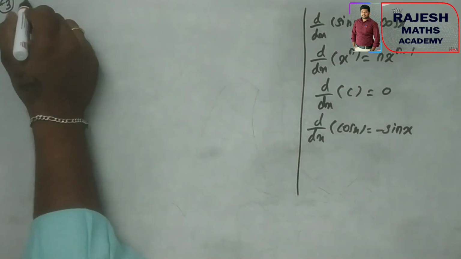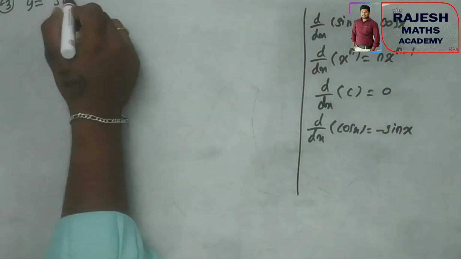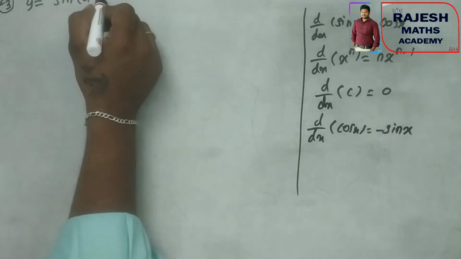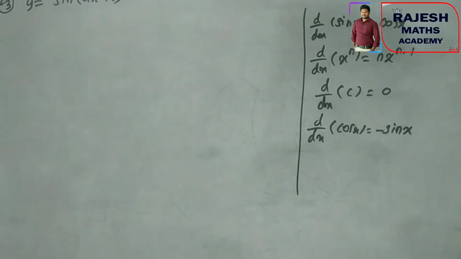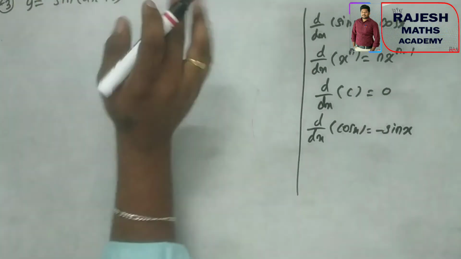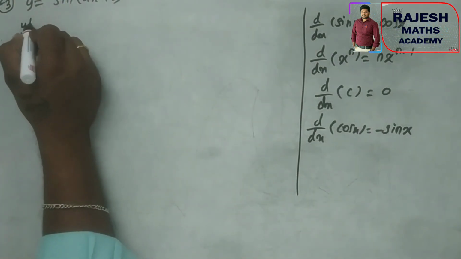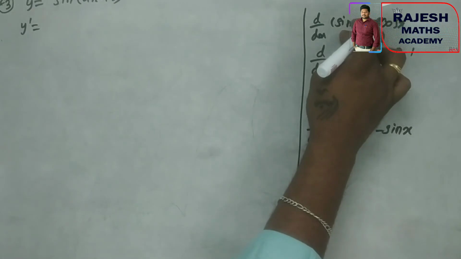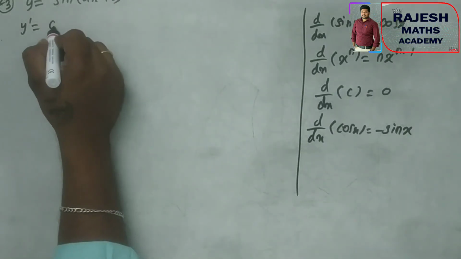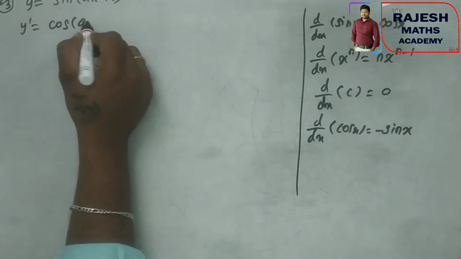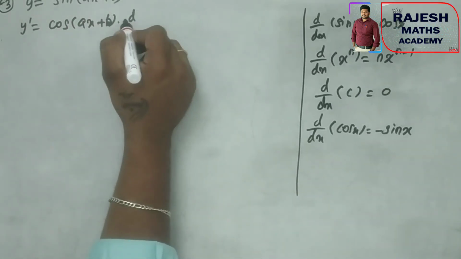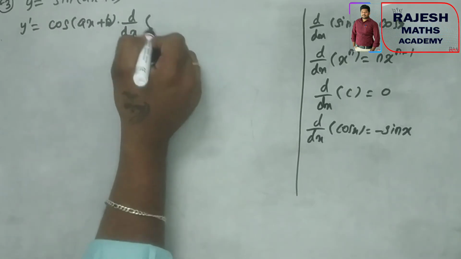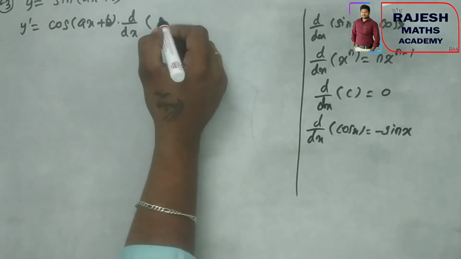Question number 3, we can take it as y equal to sin of ax plus b. Same as before, whatever is in the place of x, consider it as x. The derivative of the sin function, d by dx of sin x equal to cos x, so this will be cos of ax plus b. Again I need to apply the chain rule, that is, what is in the place of x, I am going to differentiate that and multiply with it.